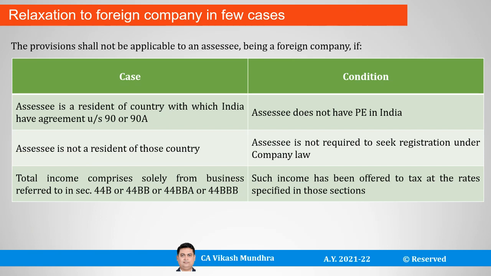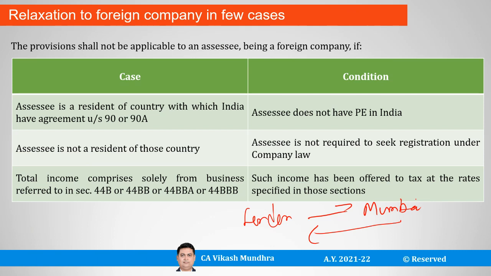And the last one, suppose the company is engaged in a business which is covered under section 44B, 44BB, 44BBA, or 44BBB. Like suppose the company is engaged in the business of aircraft. Suppose they are carrying passengers from Mumbai to London, London to Mumbai, and again Mumbai to London. This is their business. Airlines, if that company offered the income as per the respective provision covered under section 44B or BB or BBA or BBB, whatever section is applicable to this type of business, and tax is paid accordingly, then the provision relating to MAT is not applicable.